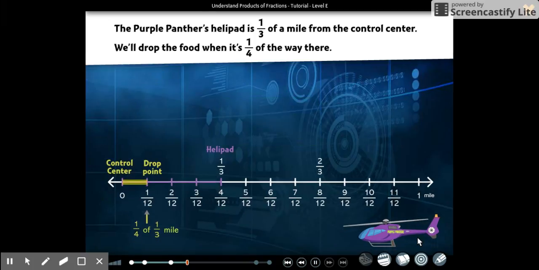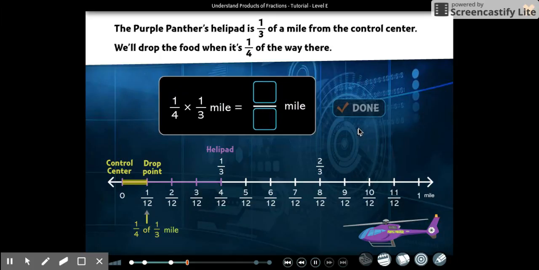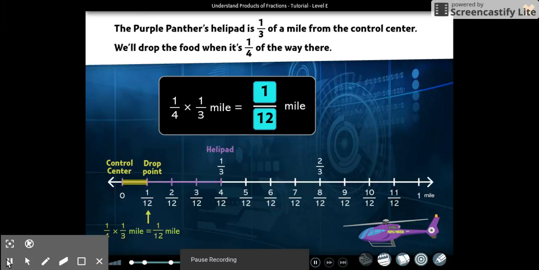Remember, of, in this case, means multiply. So, what is 1/4 times 1/3 mile? You got it. That means that 1/4 times.